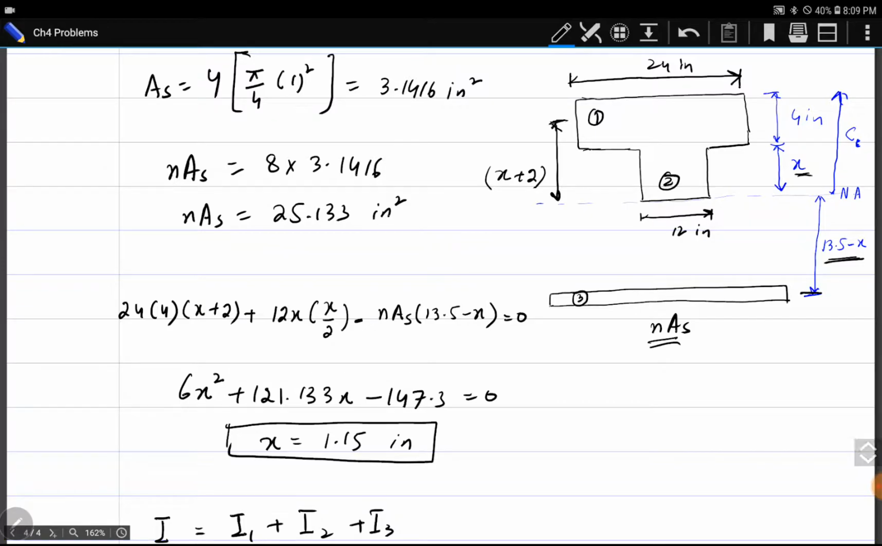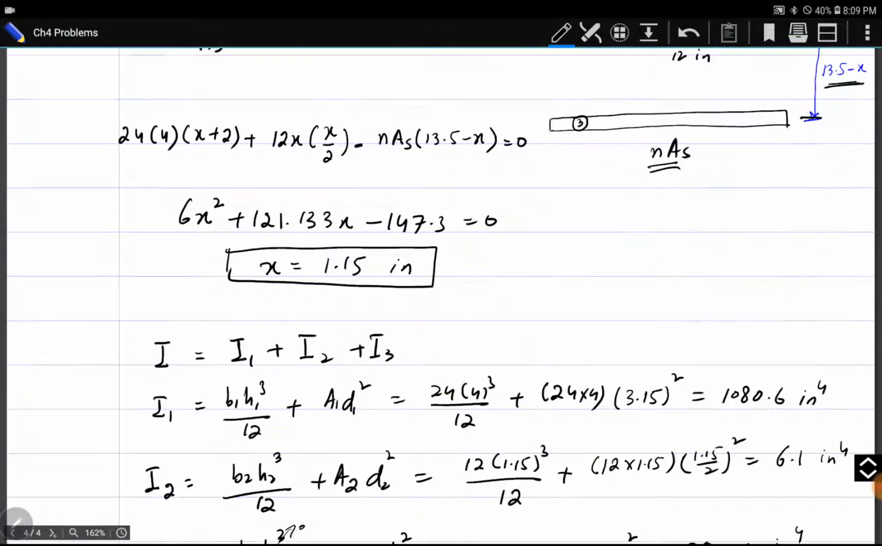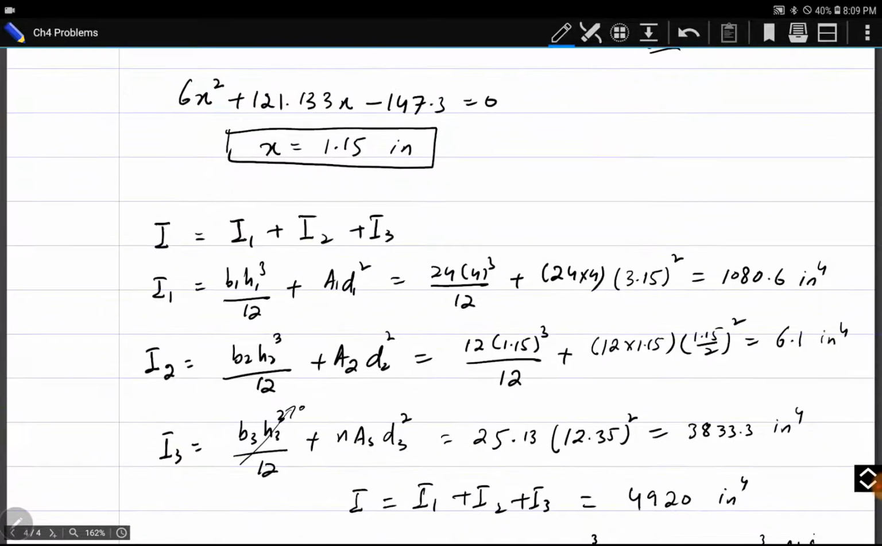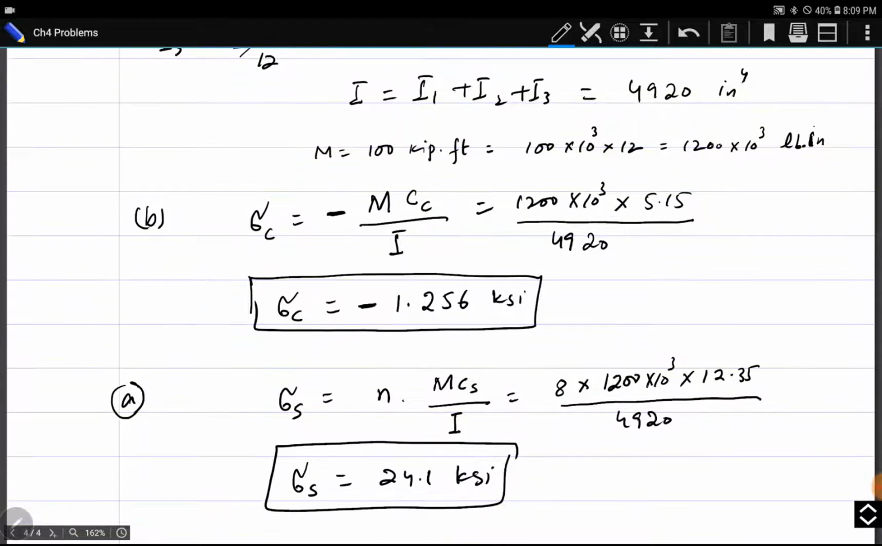First we used summation of first moment of area around the neutral axis equal to 0, so we found the value of x. Then we found the moment of inertia for the three parts, part 1, 2 and 3, and we added them to find total moment of inertia I. Then we used this expression MC over I to find maximum stress in concrete, and N times MC over I to find maximum stress in steel.